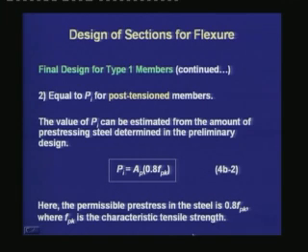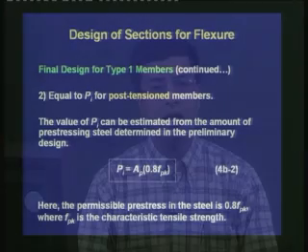The value of Pi can be estimated from the amount of prestressing steel determined in the preliminary design. Pi is equal to the area of the prestressing steel times 0.8 times FPK. Here the permissible prestress in the steel is 0.8 FPK, where FPK is the characteristic tensile strength.